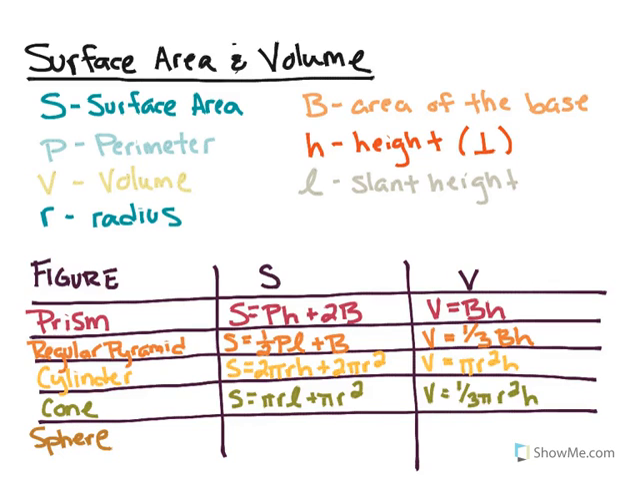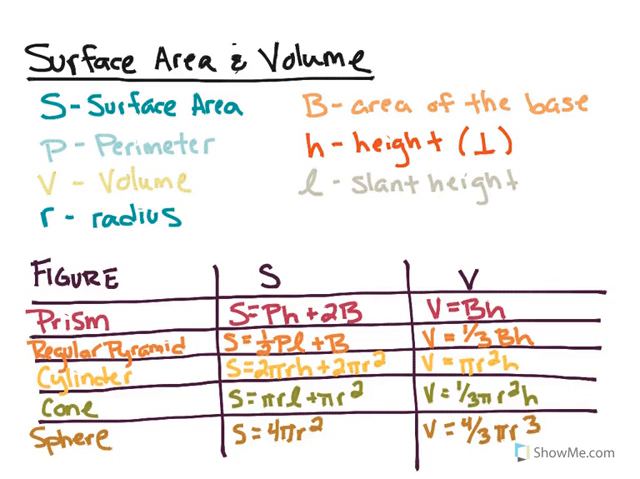And last but not least, we have a sphere, like a globe, and the surface area is 4 pi r squared. And that's kind of weird because it ends up being equivalent to the area of 4 circles. I'm not sure how that works, but it's pretty cool that it does. The volume is 4/3 pi r cubed.